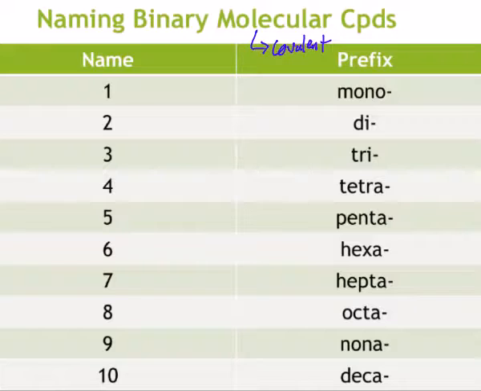So here are the prefixes. 1 is mono, 2 is di, 3 is tri, 4 is tetra, like Tetris. We've had that conversation about Tetris in here, right? Every shape has 4 blocks to it. 5 is penta, 6 is hexa, 7 is hepta, 8 is octa, 9 is nona, and 10 is deca. You need to know these.